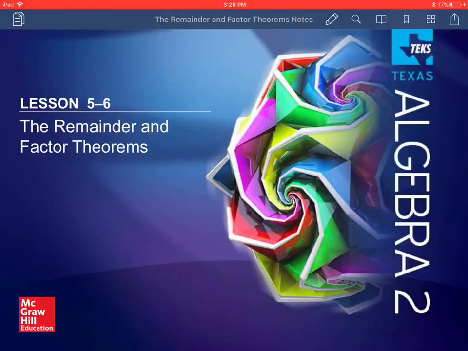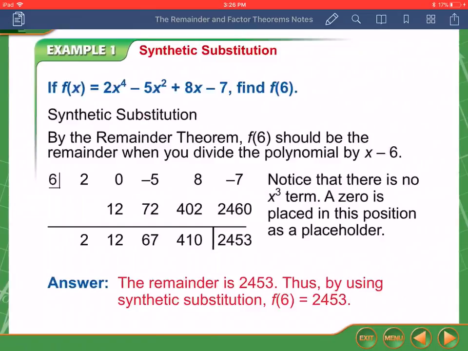Okay, these notes are over the remainder and factor theorems. So if f of x is 2x to the fourth minus 5x squared plus 8x minus 7, and we want to find f of 6, we can actually use synthetic substitution or synthetic division to find f of 6. So it's the same idea that we're dividing the polynomial by x minus 6.